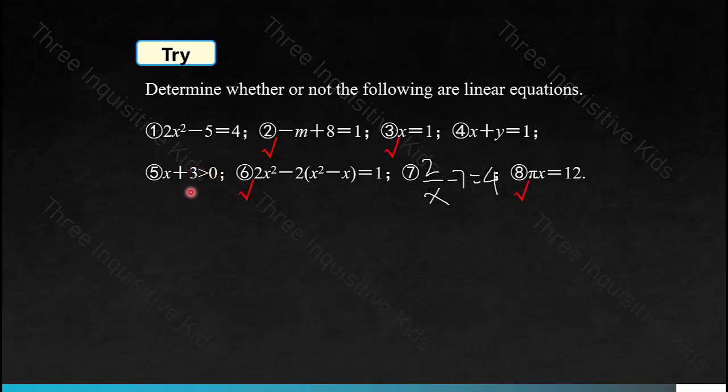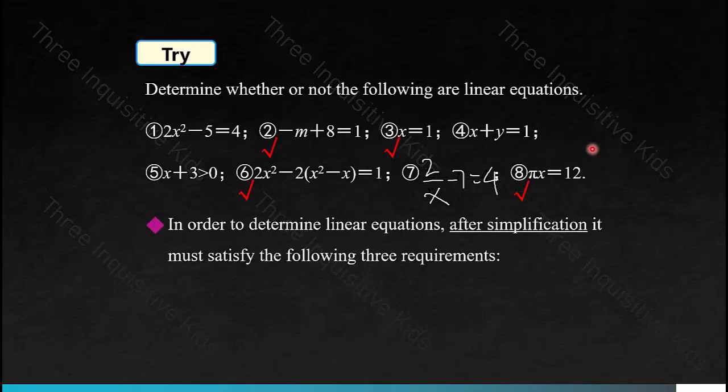It is greater than, and that means that it is not equal. Number 7 is not because it is not a whole expression. x, the variable, is in the denominator, so that means it's not whole. And number 8, let's look at number 8. You might first think that pi is another variable, but remember it's not. It's just a funny symbol. Pi is still a constant value. It's still a number. So pi x is equal to 12 is still a linear equation.